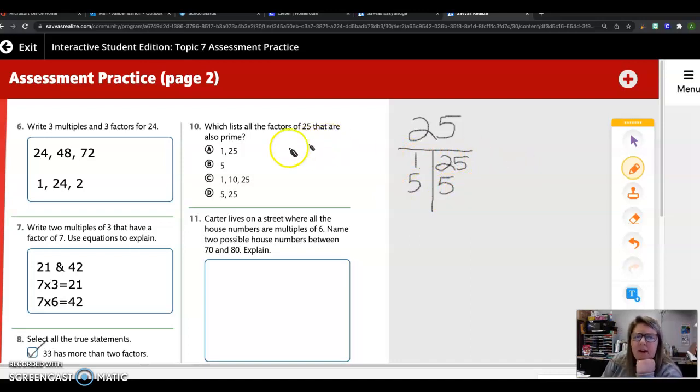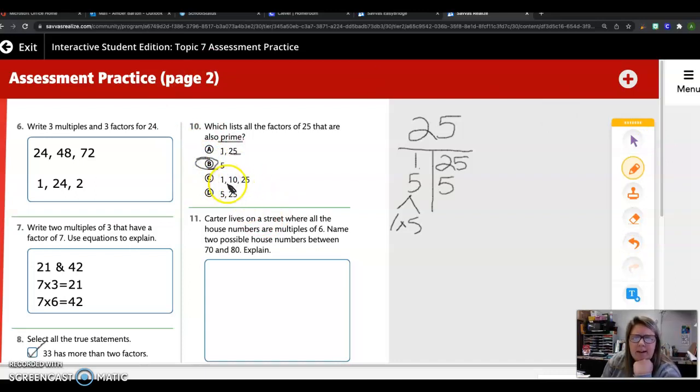Now, it's not asking me to list all of the factors. It's asking me which factors are also prime. So if I look here, 1 and 25, I know 1 is a prime number, but 25 is not. We see right here that 25 has more than just 2 factors, so that cannot be it. 5. Is 5 a prime number? Yes, because the only factor pair that it would have would be 1 times 5. So that could be it right here. This could be our answer, but let's check.